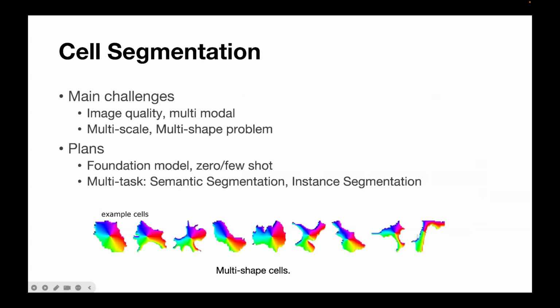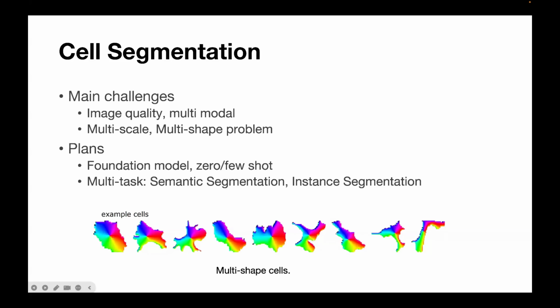The next task I'm currently working on with Arifa is 3D cell segmentation. Arifa has implemented some baseline methods like DeepCell and StarDist. For the cell segmentation, the main challenge is that there are different image qualities and different imaging modalities in medical images, and also at different stages, the cells have different shapes and different scales. So how can we train a model to cover all the different types of cells? That's the main challenge.